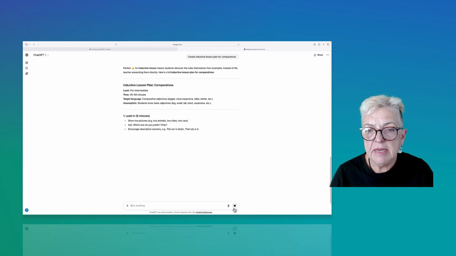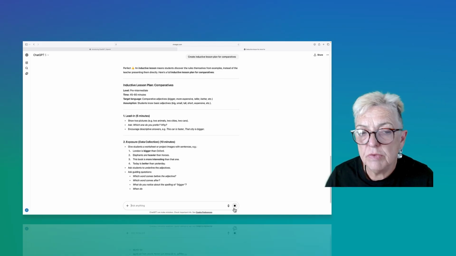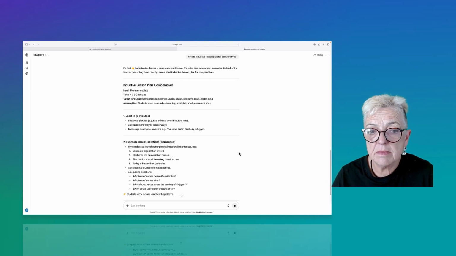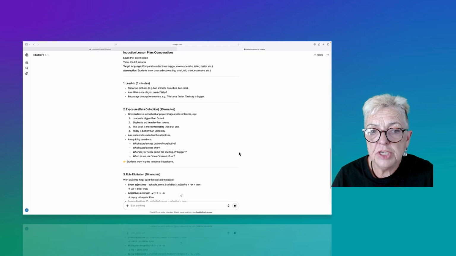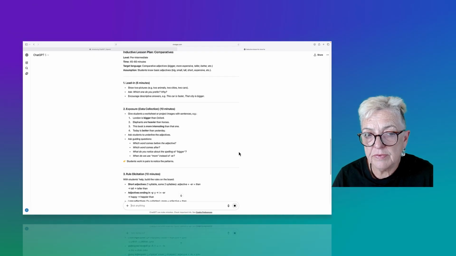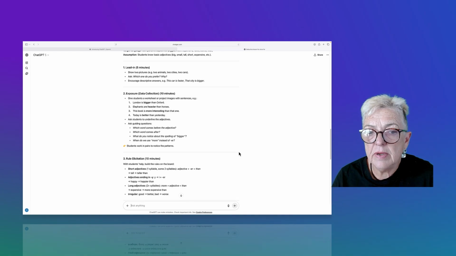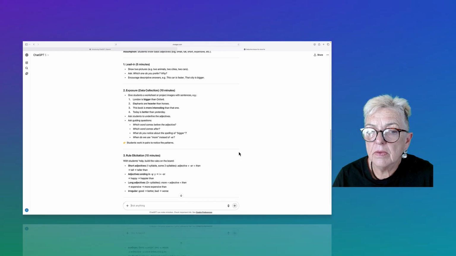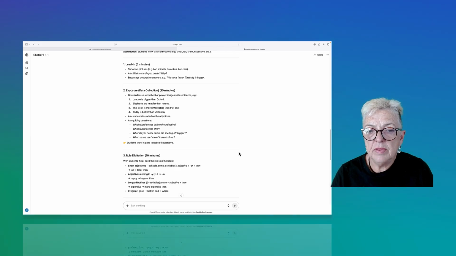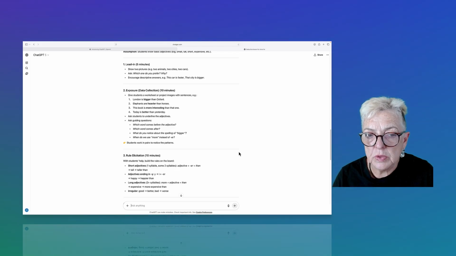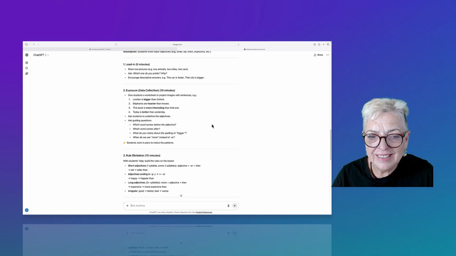So inductive meaning students discover the rules for themselves. We're going to show 2 pictures, so that's for setting the context. They have the language. So in this way, they have to work out the rules. Probably need more examples than that.